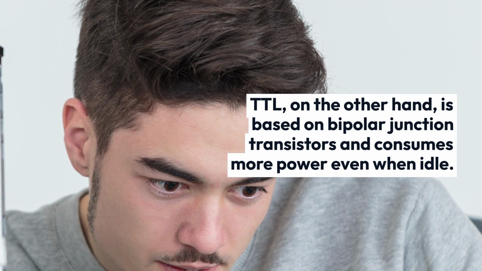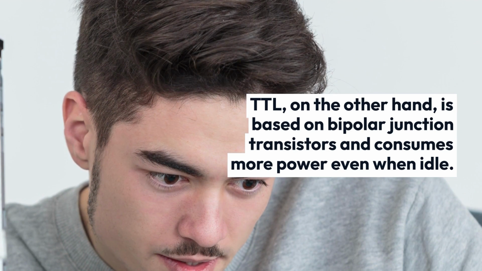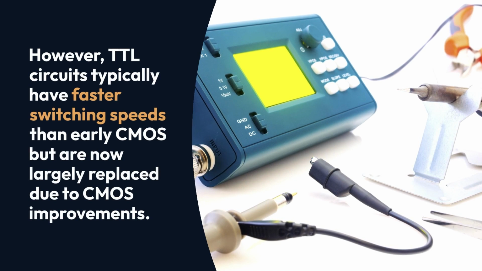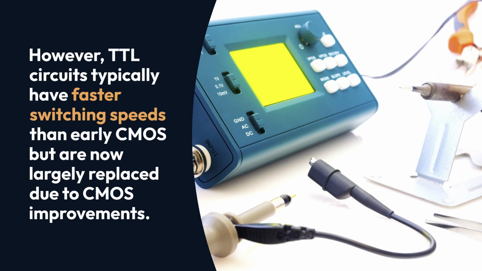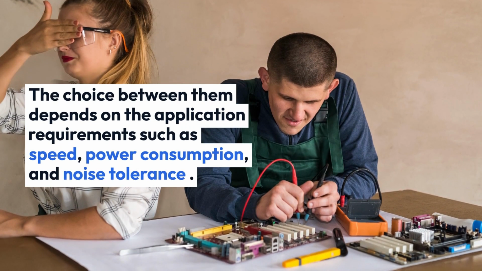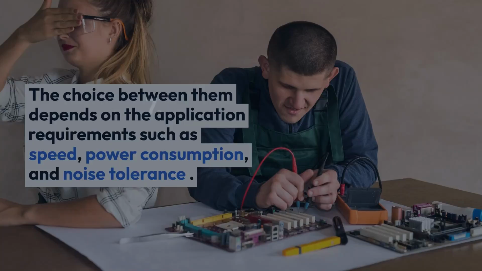TTL, on the other hand, is based on bipolar junction transistors and consumes more power even when idle. However, TTL circuits typically have faster switching speeds than early CMOS but are now largely replaced due to CMOS improvements. The choice between them depends on the application requirements such as speed, power consumption, and noise tolerance.